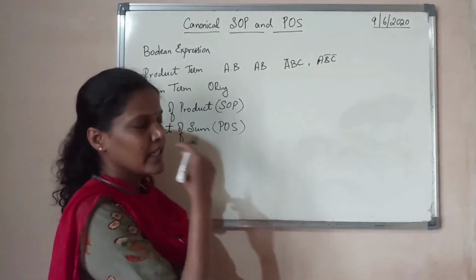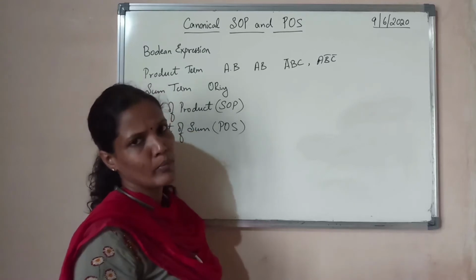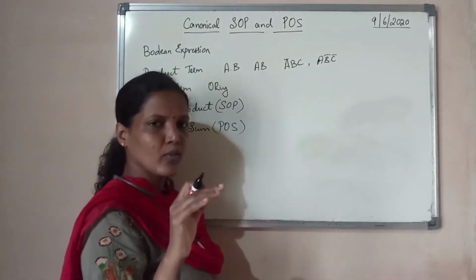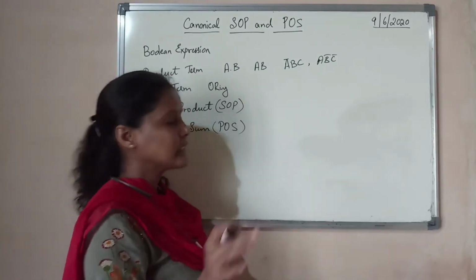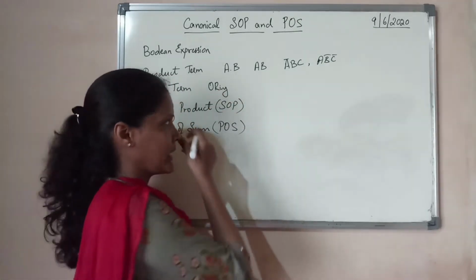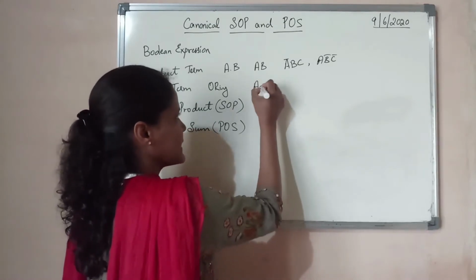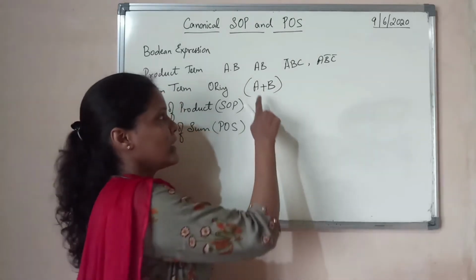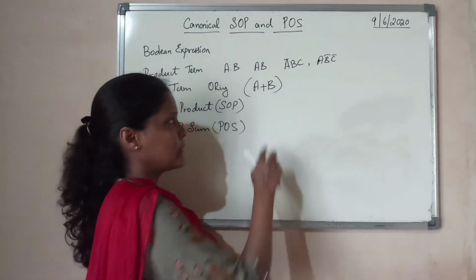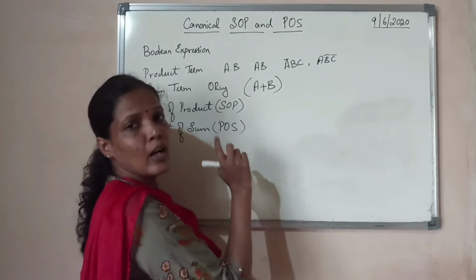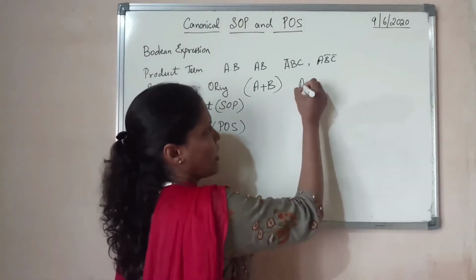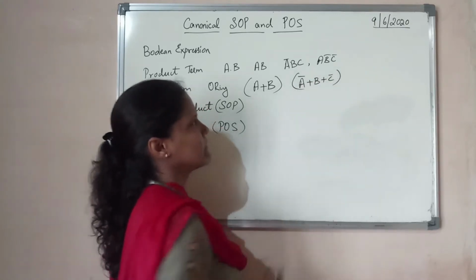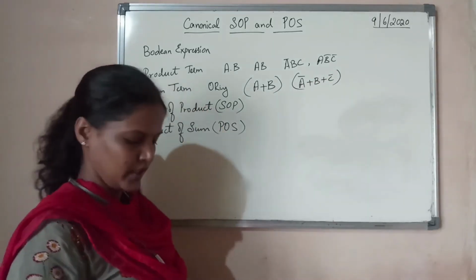Even here, the variables can be written either in the complemented form or uncomplemented form. So between two variables, if we put a plus mark, that itself is called the logical ORing. For example, a plus b: this entire thing is one term where a and b are the two variables that are being logically ORed. So whether it is in complemented form or uncomplemented form, this will be called the sum term.